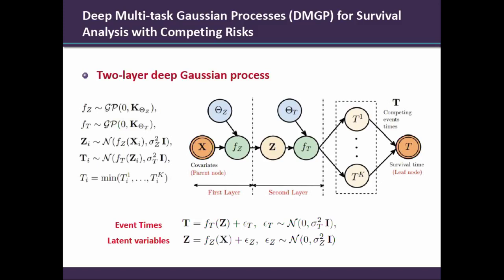So the input to the model is the patient's features, and then we have a sequence of layers that will learn a data-driven representation for the patient's features, and then the output of the last layer of the Gaussian process is multidimensional. So we have a random variable representing the survival time for every competing risk. And then what we observe in the actual data is the minimum of all these outputs, because the event that happens first is the only event that materializes and all other events are censored.